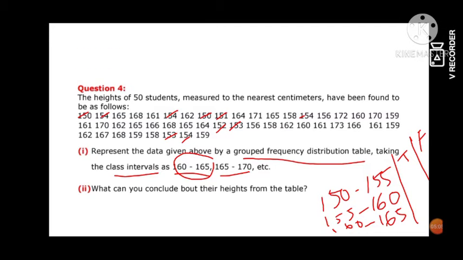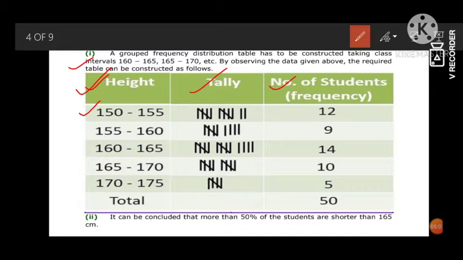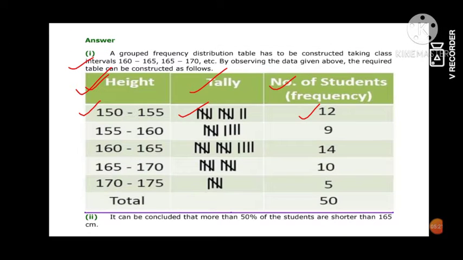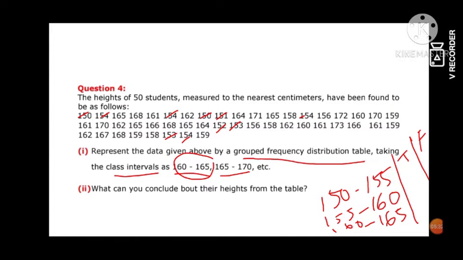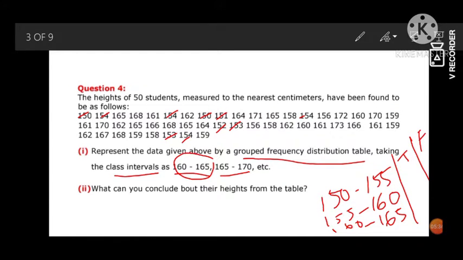So you can see there are 12 such numbers, but we only found 10. So there must be 12 such numbers. So the first group has 12 numbers. Then from 155 to 160, let us see how many numbers we get. So we will consider 155, 156, 157, 158 and 159. 160 we will not include. So let us see how many such numbers we get.